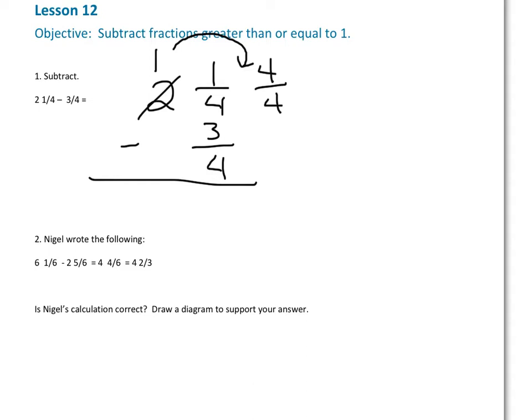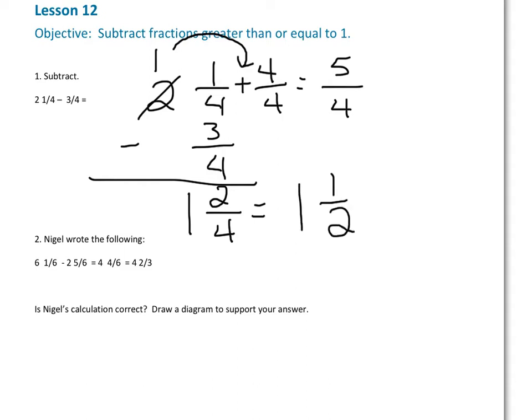So let's take the 4/4 and add it to the 1/4. Now you have 5/4. Now you can do the subtraction. 5/4 minus 3/4 equals 2/4. 1 minus nothing is 1, and 1 and 2/4 can be simplified to 1 and 1/2. Let's move on to question number 2.